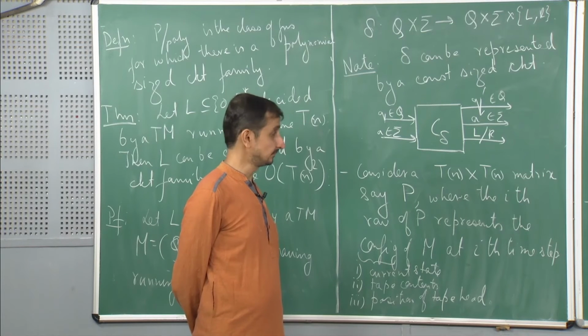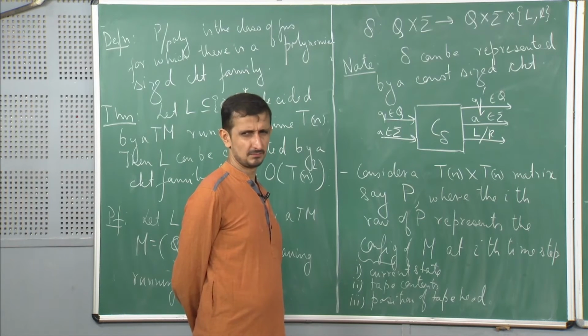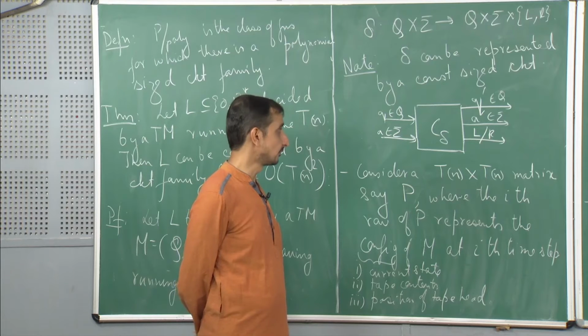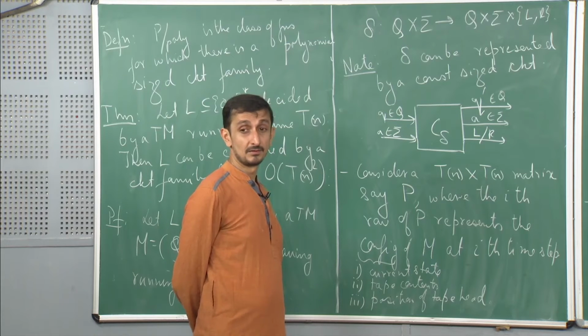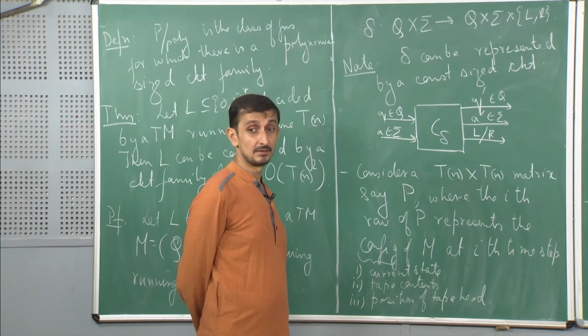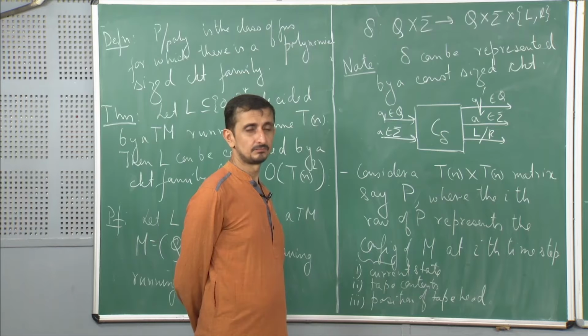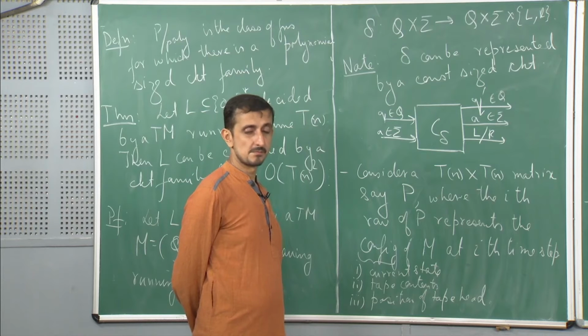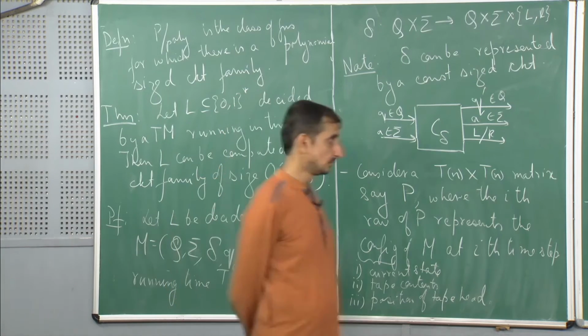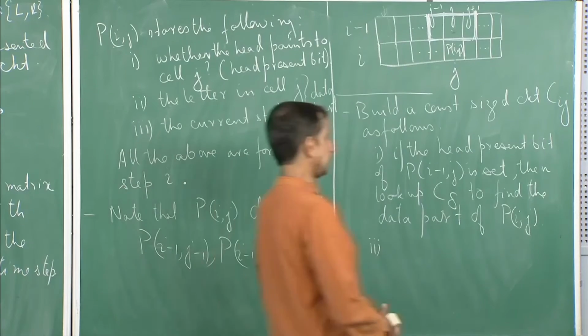Say it again. So, if the C delta gives me left, C delta on what? On whatever the P i minus 1 j contents are. If on that content the C delta outputs left, then the P i j content remains intact. No. No.